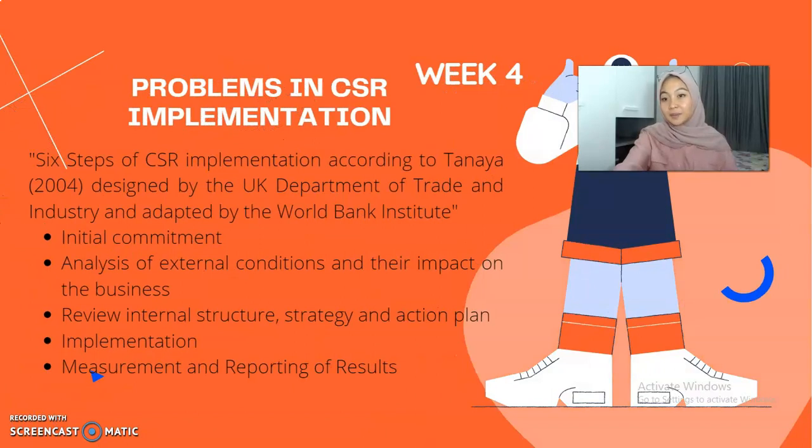Problems in CSR implementation. 6 steps of CSR implementation according to Tanaya in 2004, designed by the UK Department of Trade and Industry and adapted by the World Bank Institute. The first is initial commitment, second analysis of external conditions and their impact on the business, the third is review internal structure, strategy and action plan, the fourth is implementation, and the fifth is measurement and reporting of results.